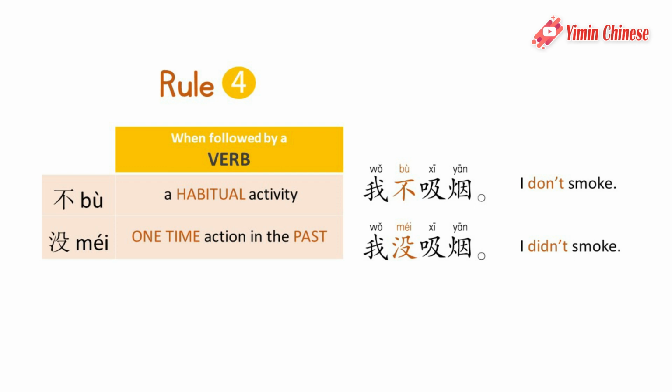Now let's use 没. When we say 我没吸烟, it means I didn't smoke. Maybe you smelled smoke, but it was not me. I was not smoking. I didn't smoke. So you see, when 没 is followed by a verb, it's just a one-time action in the past. This is a very important difference for 不 and 没.